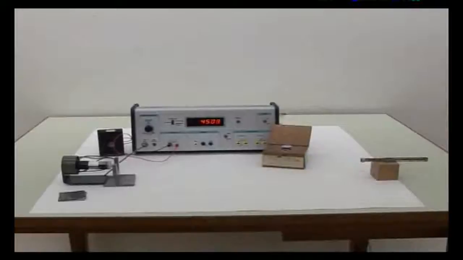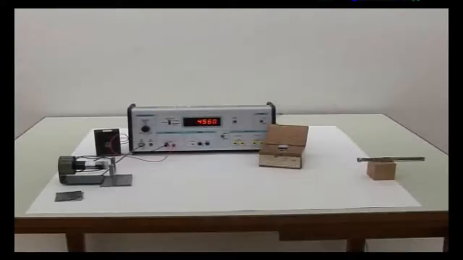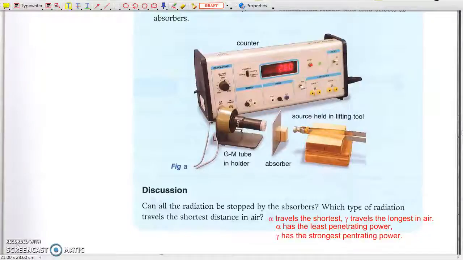Among alpha, beta and gamma radiation, which one has the strongest penetrating power, and which one has the longest range in air? The gamma radiation has the strongest penetrating power, while alpha has the least.